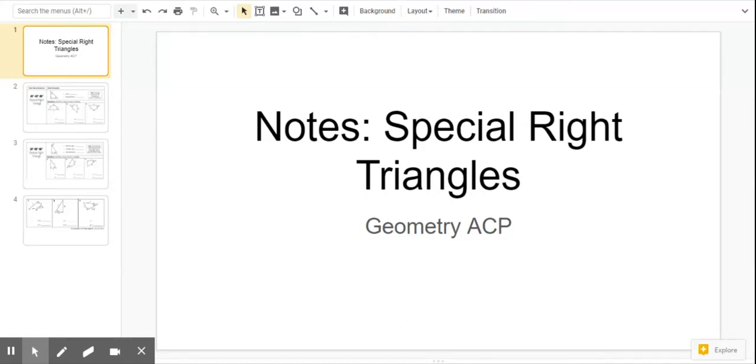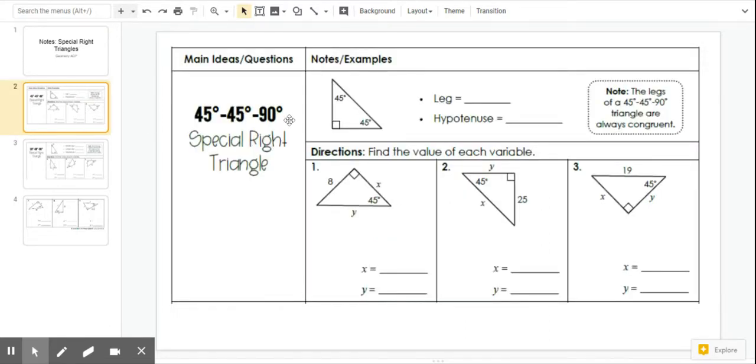All right, today we're going to take some notes on special right triangles. There are two types of special right triangles that we're going to talk about. The first is a 45, 45, 90 special right triangle. Those numbers are degrees: 45 degrees, 45 degrees, 90 degrees. That refers to the angles.